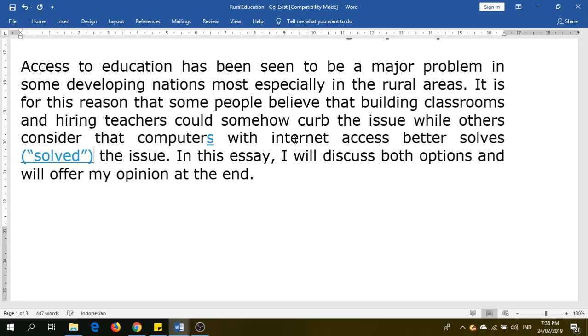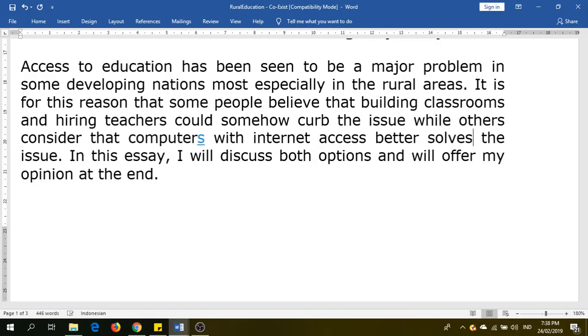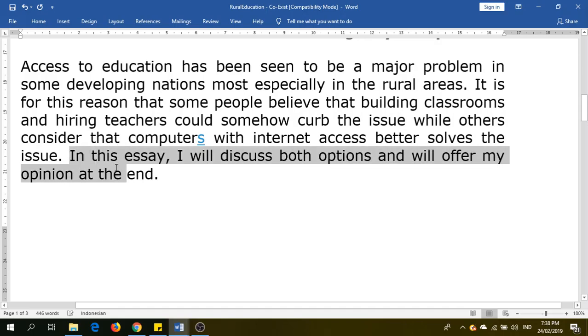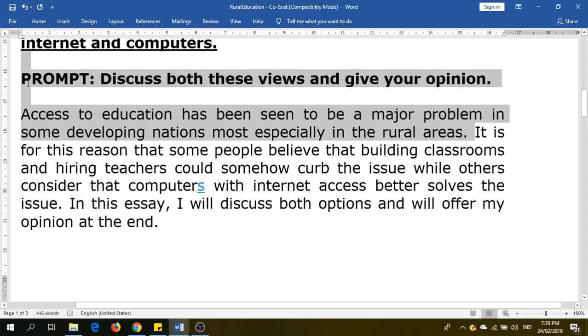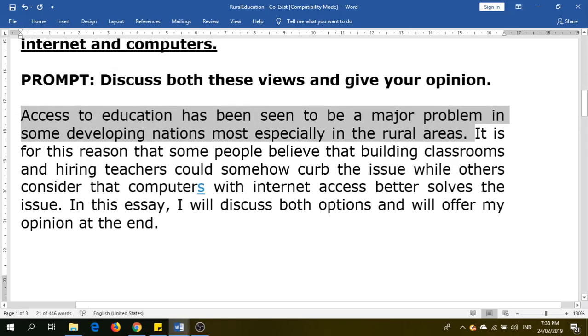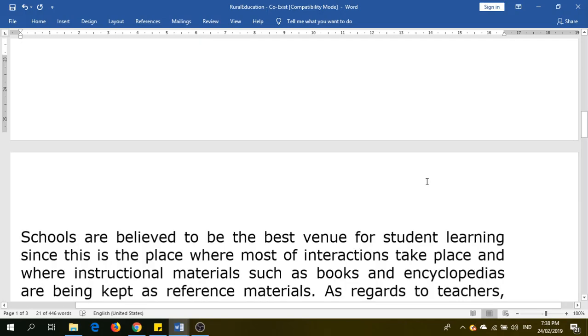So, that computers with internet access better solves the issue. No, I'm sorry, that's my mistake. Better solves the issue. In this essay, I'll discuss both options. I'll offer my opinions at the end. So this part is now what we call the forecast statement. Forecast statement over there, and then this is the paraphrase over here, and then this is the opening hook, the hook statement. Don't worry, we'll be discussing this element in a separate video.